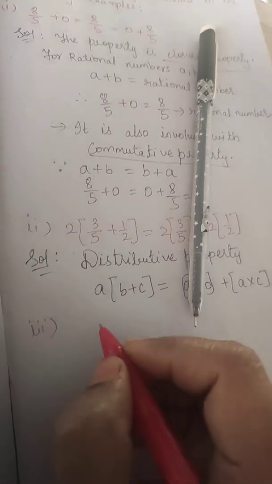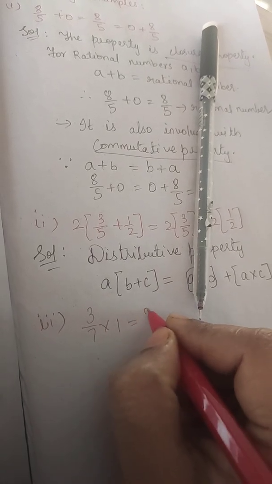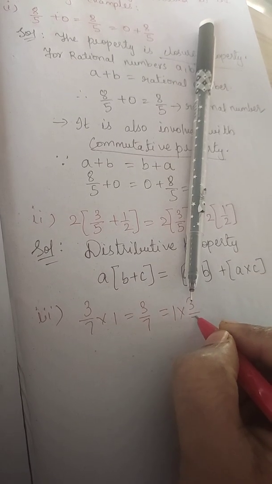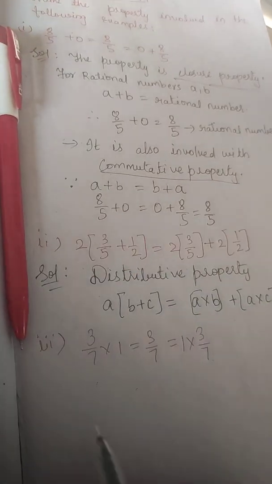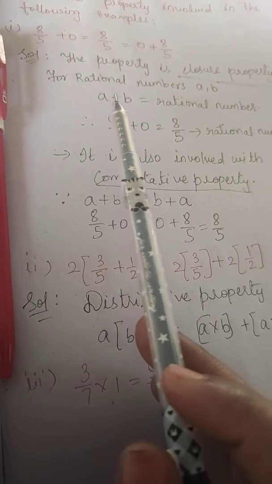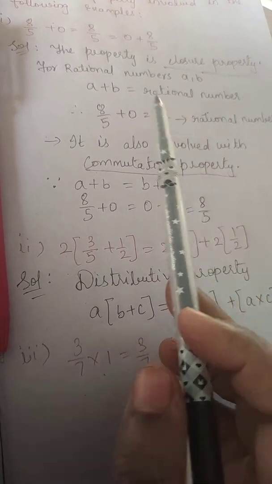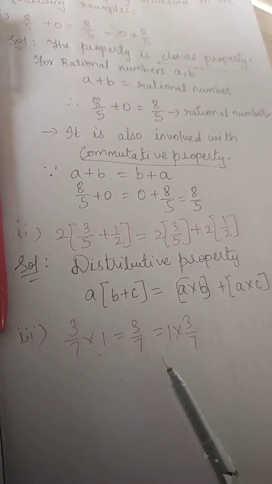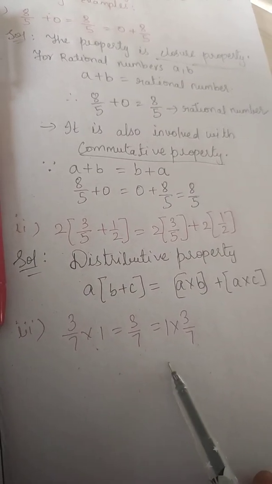3 by 7 into 1 is equal to 3 by 7, which is equal to 1 into 3 by 7. Okay, this is also similar to the first one. Here we are multiplying two rational numbers. Before, we did the addition. This is the property under addition, closure property under addition, and here we are having closure property under multiplication, and also commutative property, there for addition and here for multiplication.